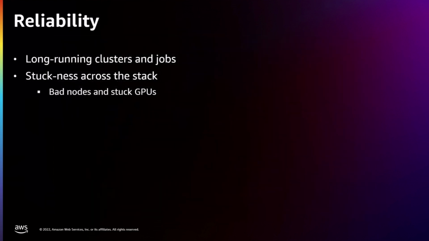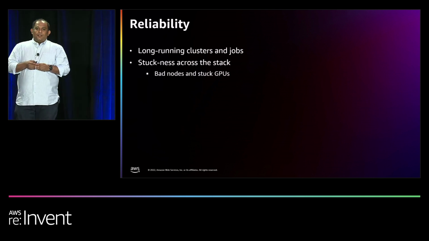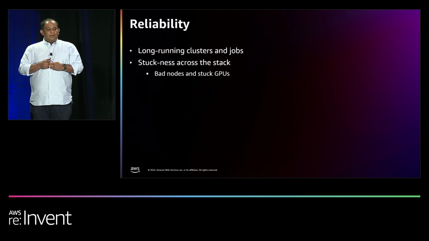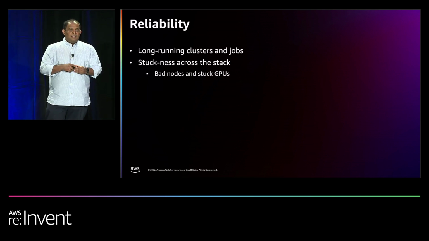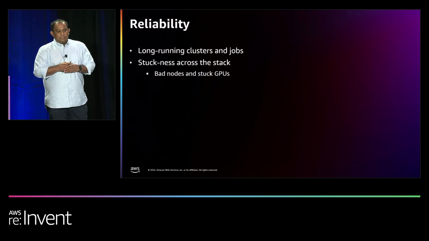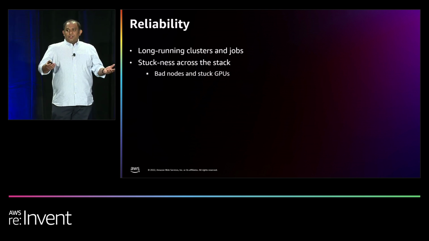And then the second pillar is the reliability. Reliability of your jobs is very key because these jobs are long-running jobs. Sometimes 1 week, sometimes 1 month. And because of the scarcity, these clusters are also long-running. You cannot release the capacity back and expect to get it back. So we have to work on long-running clusters and long-running jobs.